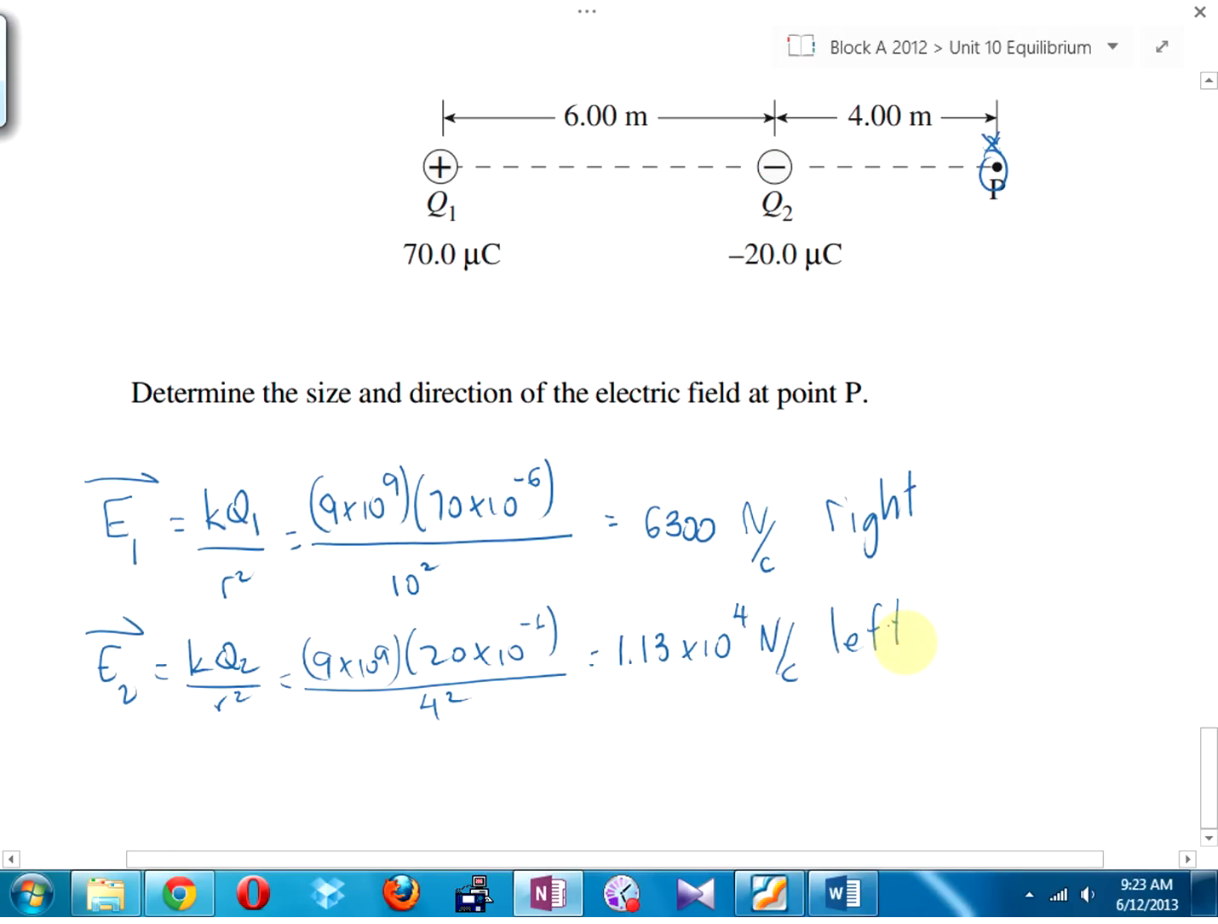How am I going to add those up? Are they in the same direction or opposite directions? Then go winner minus loser. The bigger minus the smaller. Which is what? Four point.